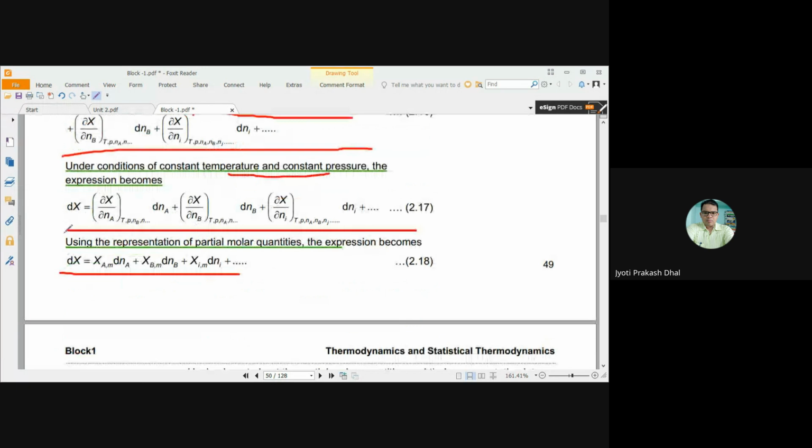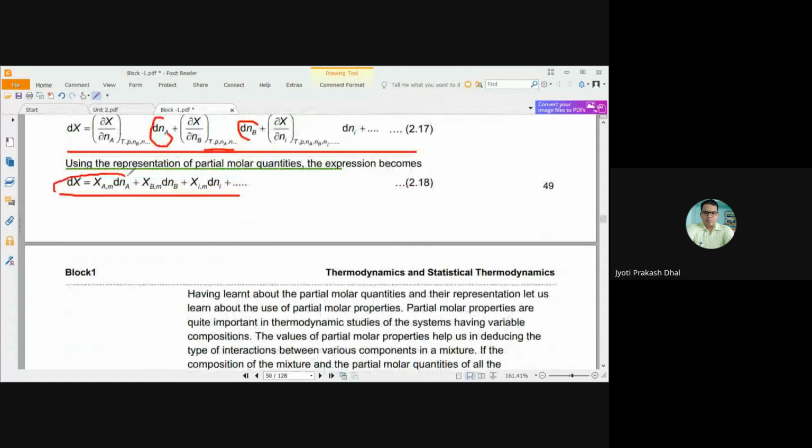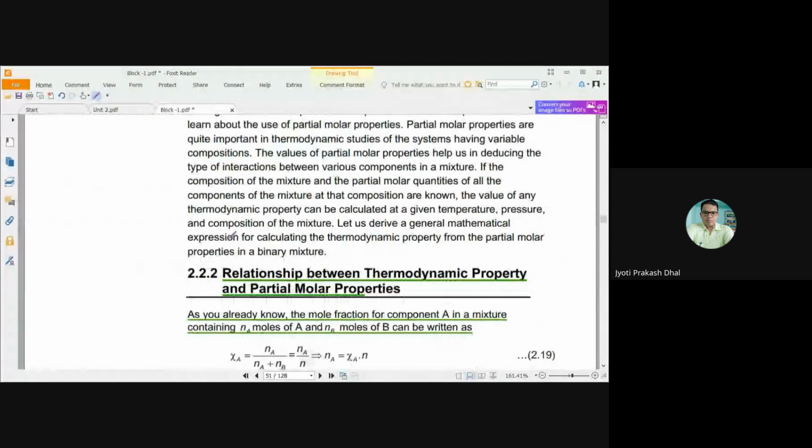So we can write dX equals (∂X/∂nA) at constant T, P, nB, nC, nD dnA plus (∂X/∂nB) at constant T, P, nA, nC, nD dnB plus (∂X/∂nI) at constant T, P, nA, nB, nJ dnI and so on. So using the representation of partial molar quantities, the expression becomes dX equals XAm dnA plus XBm dnB plus XIm dnI, and so on, at constant temperature and pressure.